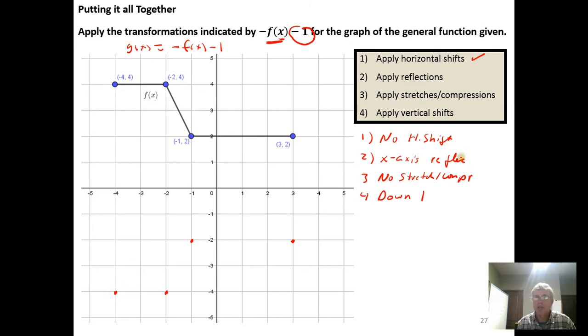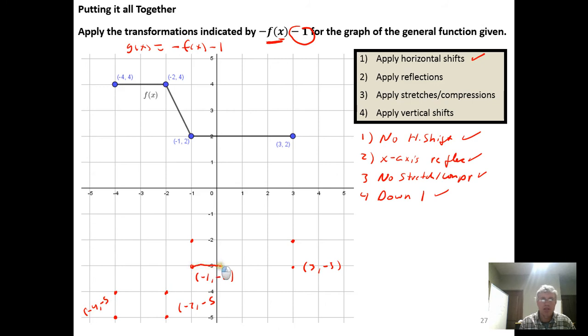And then what else do we have? We had no horizontal shift, x-axis reflection, no stretch or compression, and now move everything down 1. So move it down 1 into the final position. This will be 3, -3. Move this down 1 into its final position at -1, -3. He moves down into the final position at -2, -5. This one moves down into his final position at -4, -5, and then draw in your function.